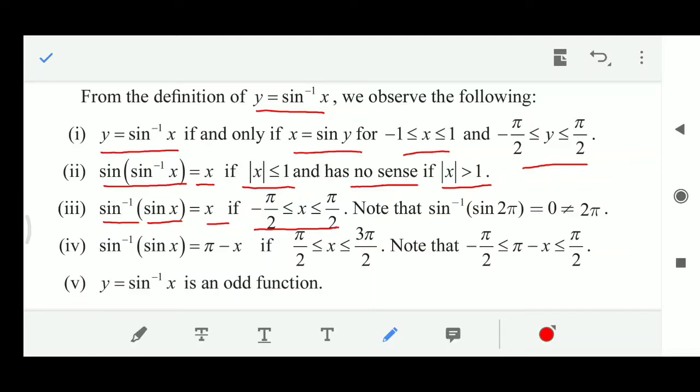Then the fourth one, sine inverse of sine x is equal to pi minus x if x lies between pi by 2 to 3 pi by 2, that is 90 to 270 degrees. The last point is y equal to sine inverse of x is an odd function. Like that, sine x is also an odd function, which we already saw in the graph.